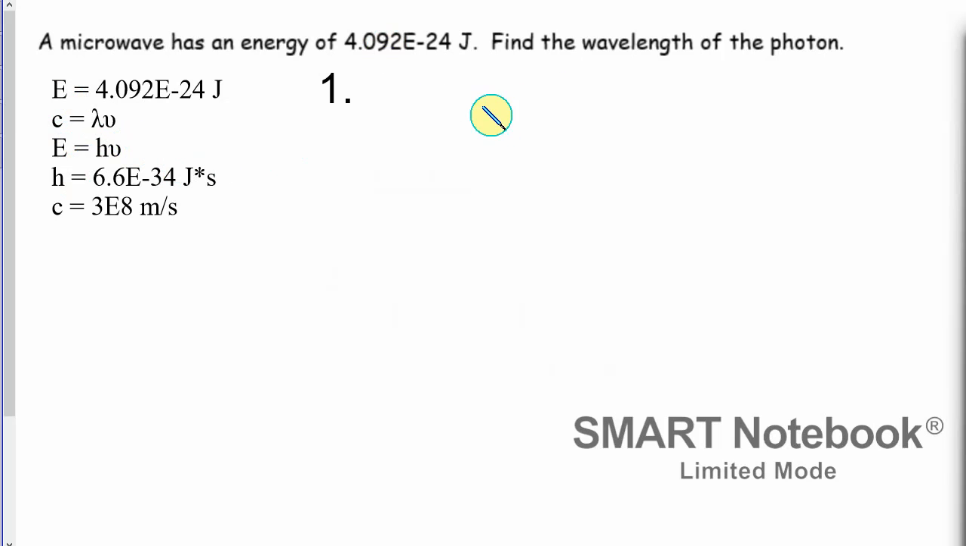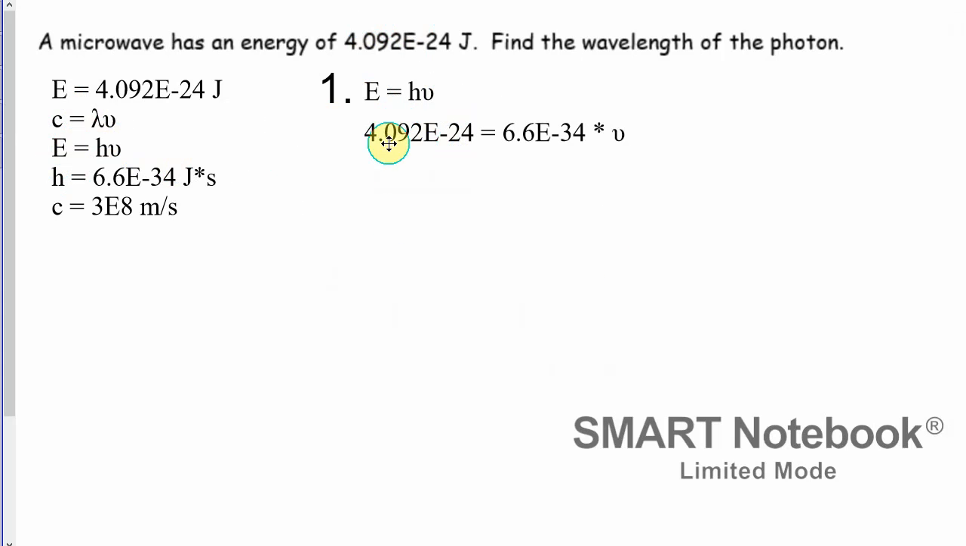And so the first thing I'm going to do here, I'm going to use the energy and find the frequency, because I've got E equals h nu. And I know the energy, and I know Planck's constant. And so the energy is this 4.092 times 10 to the minus 24th. That has to equal Planck's constant h, which I'm just going to use 6.6 times 10 to the minus 34th, times the frequency, nu. All right, so how do we solve for nu? Well, we're going to have to divide the 6.6 over. And so 4.092 E minus 24 divided by Planck's constant is going to equal nu.